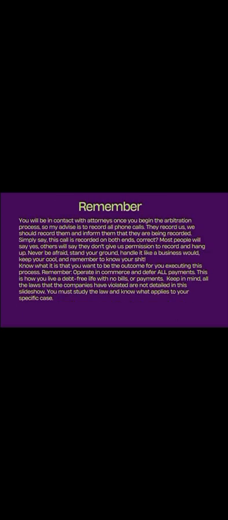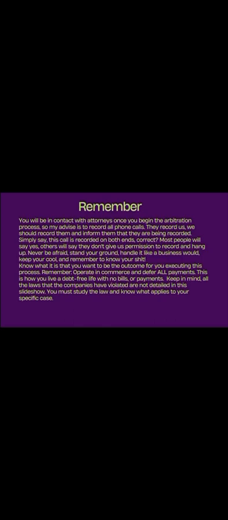Remember, you will be in contact with attorneys once you begin the arbitration process. On both ends, correct? Most people will say yes, others will say they don't give us permission to record and hang up. And never be afraid. Stand your ground. Handle it like a business would. Keep your cool and remember to know your stuff. Know what it is that you want to be the outcome for you executing this process.